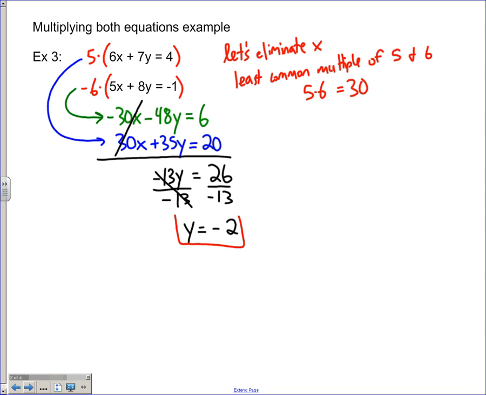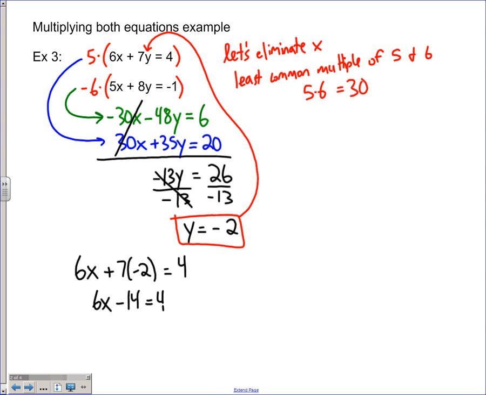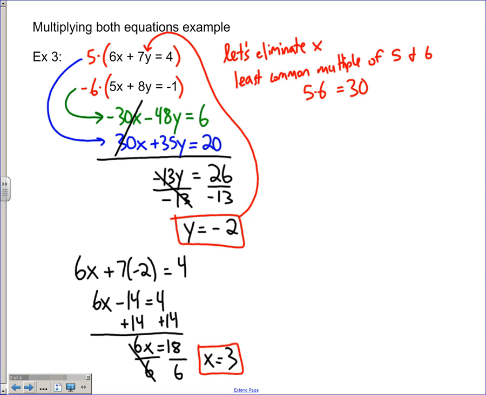We'll take that value. Let's go ahead and plug it into our original equation, and the first one is going to be easier. We've got smaller numbers to work with. So I get 6x plus 7 times negative 2, which is y, equals 4. That gives me 6x minus 14 equals 4. I'm going to add 14 to both sides, and I get 6x equals 18. And I'm going to divide both sides by 6 to get x alone. I get x equals 3. So I've got x, I've got y, and I'm going to write my final answer, give it a little more space over here. Put those together, and I get 3 comma negative 2.